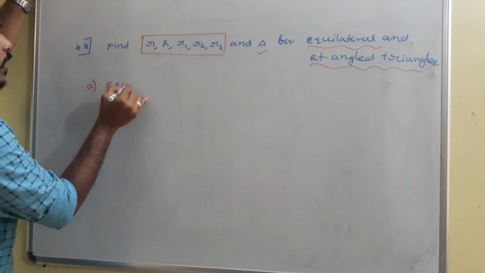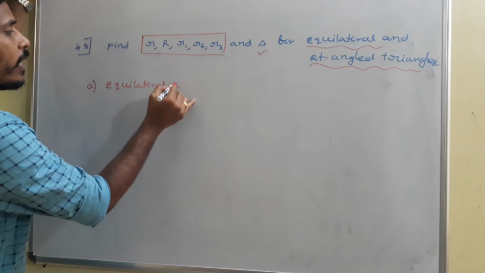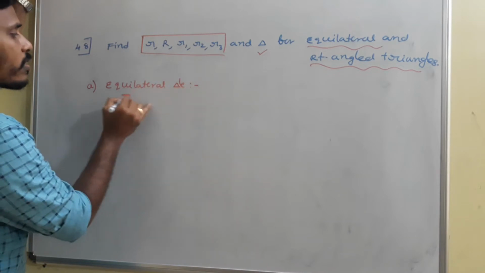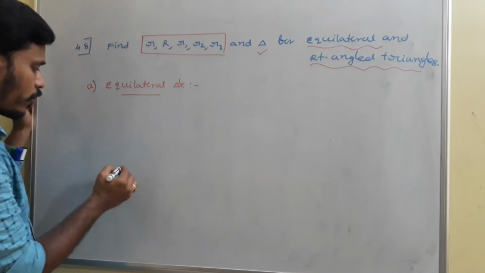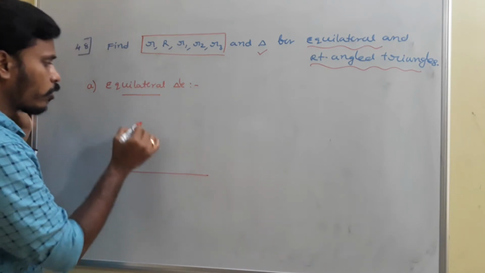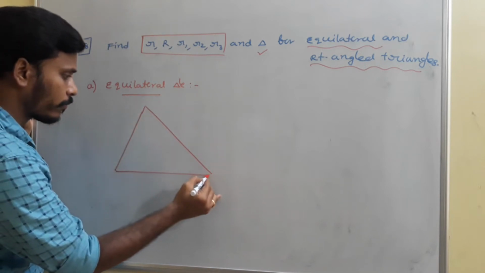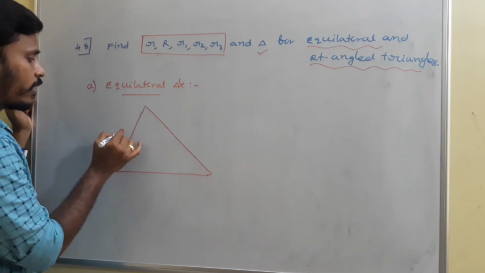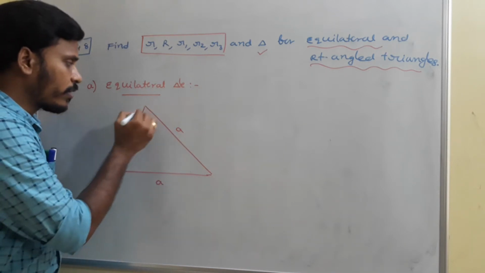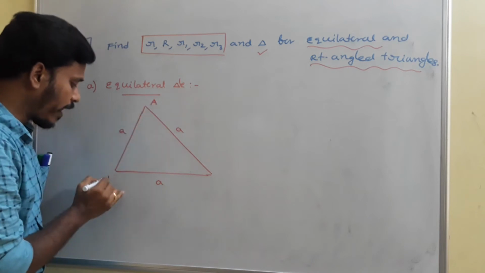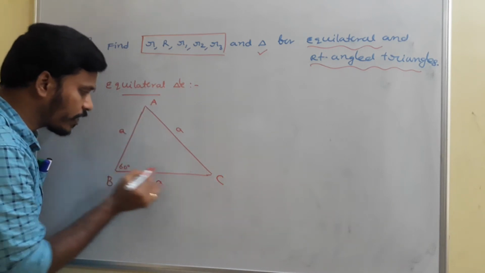So basically what is meant by equilateral triangle? An equilateral triangle is simply a triangle in which all the sides are equal and all the angles are also equal. So suppose I have a triangle. In an equilateral triangle, all the sides are equal, so consider the side length as A. Since it is equilateral, name the triangle ABC. And if you locate the angles, each angle is 60 degrees.